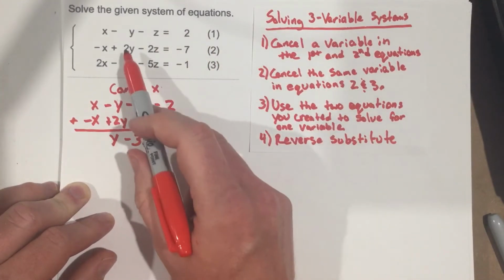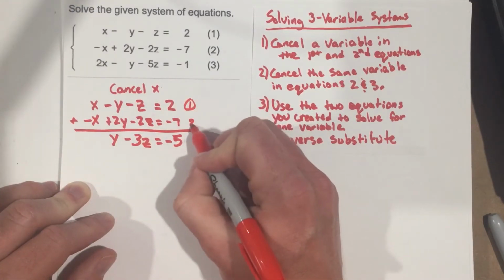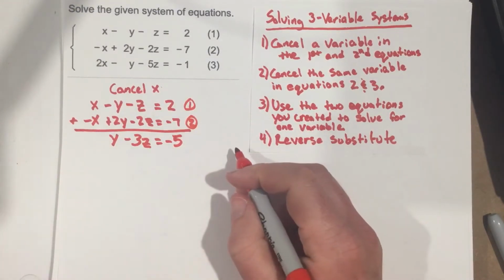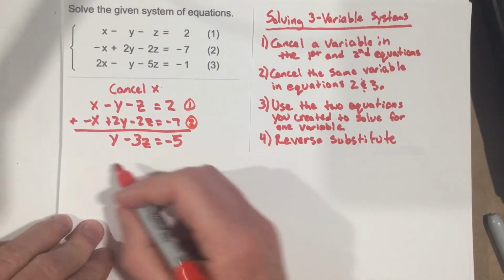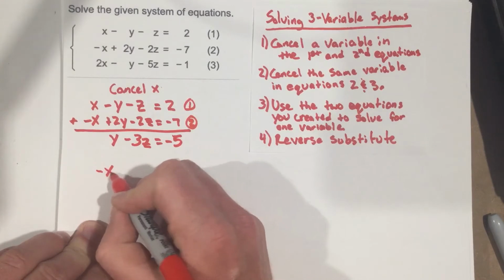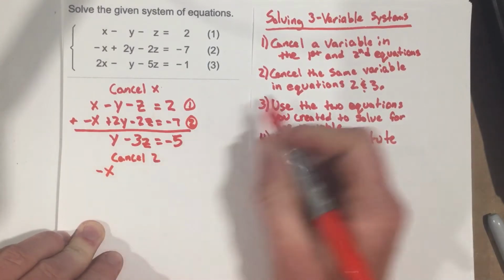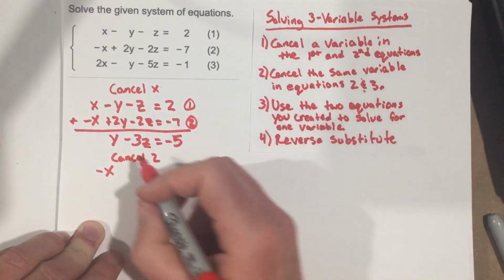Now I'm going to do the same thing with the bottom 2 equations. And I like to number these. I should have numbered this. This is equation 1 and equation 2. And then we're going to take equation 2 and 3. So negative x, and by the way, we're canceling x, right? Same variable. That's what step 2 says. Cancel the same variable in equations 2 and 3.